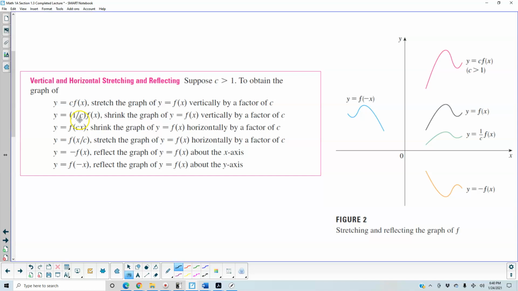Now, if the constant is a fraction, so we're multiplying by 1 over c times f of x, then we shrink the graph of y equals f of x vertically by a factor of c. That means it's shrinking down. If we take the constant and multiply by the input, which is f of cx, then we shrink the graph of f of x horizontally by a factor of c. If we have f of x over c, which is 1 over c times x, then we stretch the graph of y equals f of x horizontally by a factor of c.